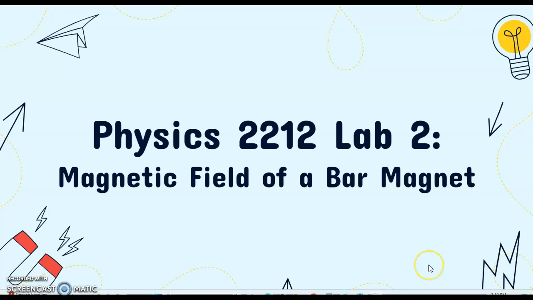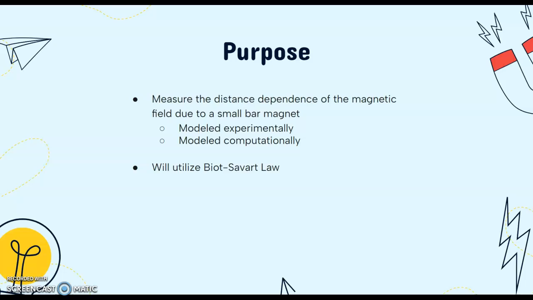This is my Lab 2 report for magnetic field of a bar magnet. The purpose of today's lab is to measure the distance dependence of the magnetic field due to a small bar magnet. This experiment had two components, an experimental and computational model, which we will go over later in this report.